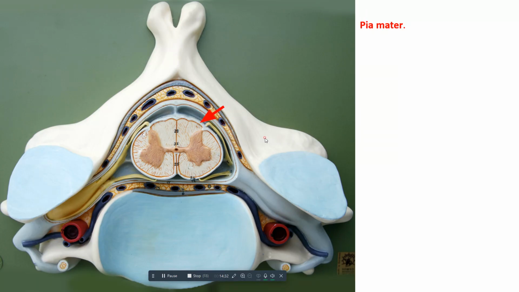And then finally, we got our pia mater. The pia mater is directly on the spinal cord. It goes in with the fissure, comes back out, directly on the spinal cord. By the way, mater means mother. So we have a gentle mother, spider mother, and tough mother. Those are our 3 wrappings.